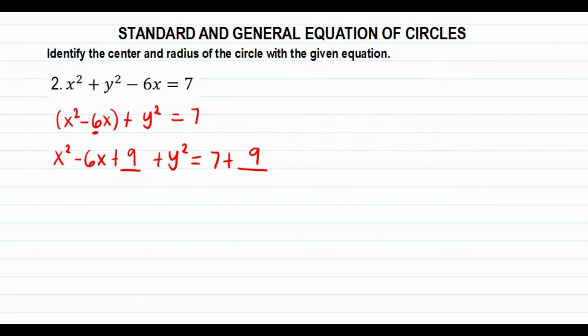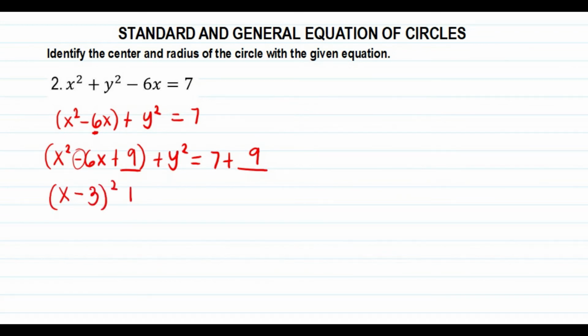Now, ang next step natin ay, yes, express it into a square of binomial and evaluate. Square root of x squared is x. Copy the middle term, the sign of the middle term, and get the square root of the last term, which is 3.